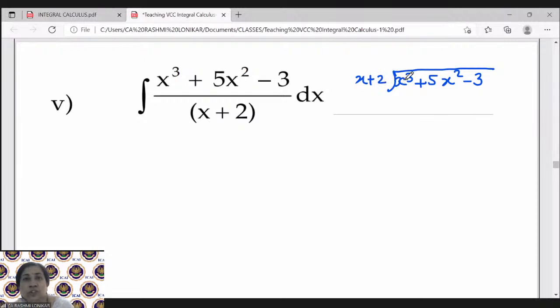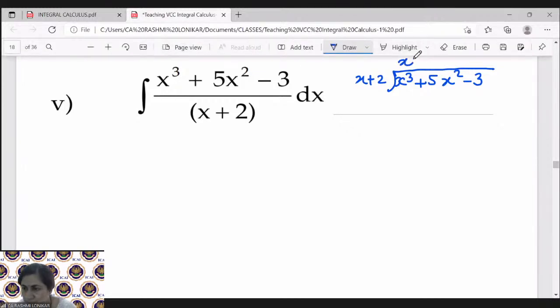Now for x cube, what should I multiply x with? I should multiply it by x square. x square into x is x cube. x square into 2 is plus 2x square, right? Now when I subtract, this becomes minus and this becomes minus. This cancels out. What I will be left with is 3x square minus 3.